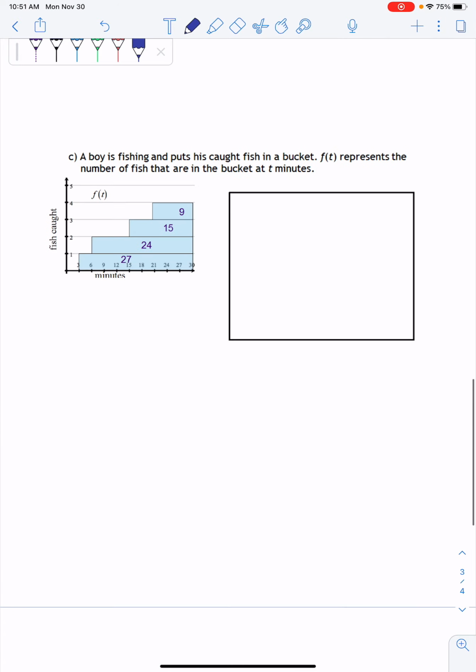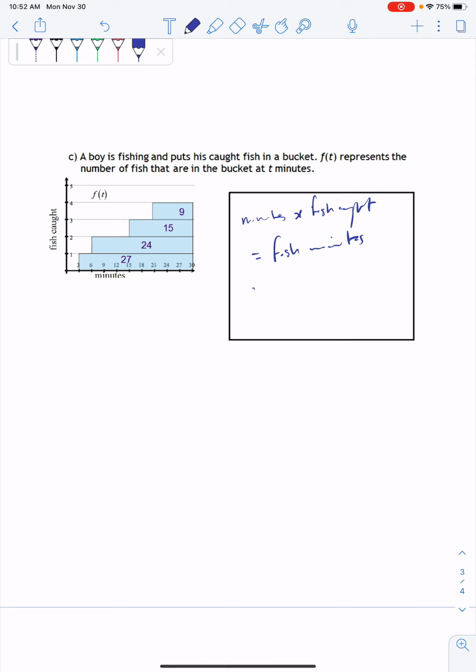The third one's kind of weird. A boy is fishing and puts his caught fish in a bucket. F of t represents the number of fish that are in the bucket at t minutes. So if I look at my units, I'm taking minutes and multiplying that by fish caught. So my units are like fish minutes, the number of minutes that fish spent in the bucket.